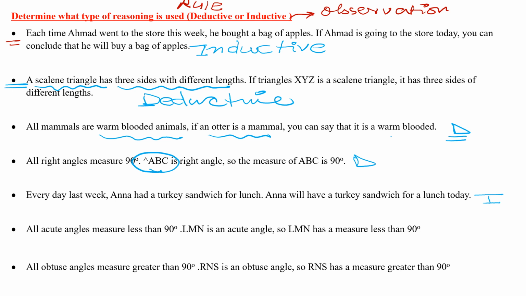All acute angles measure less than 90 degrees. LMN is an acute angle. So LMN has a measure less than 90 degrees. Definitely, because it is an acute angle. So it is deductive reasoning.